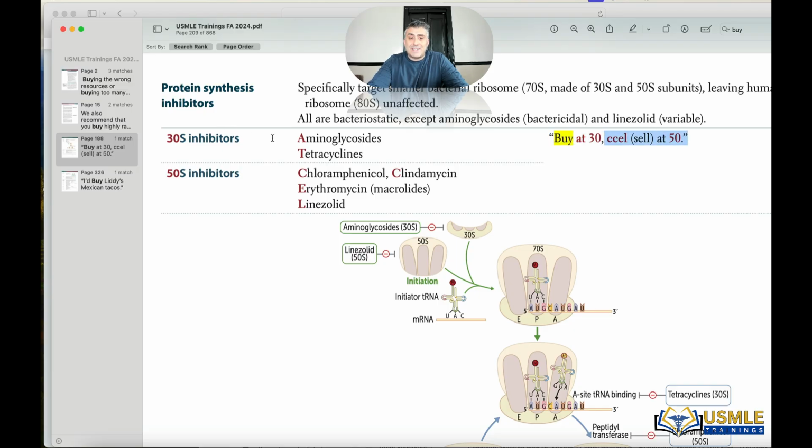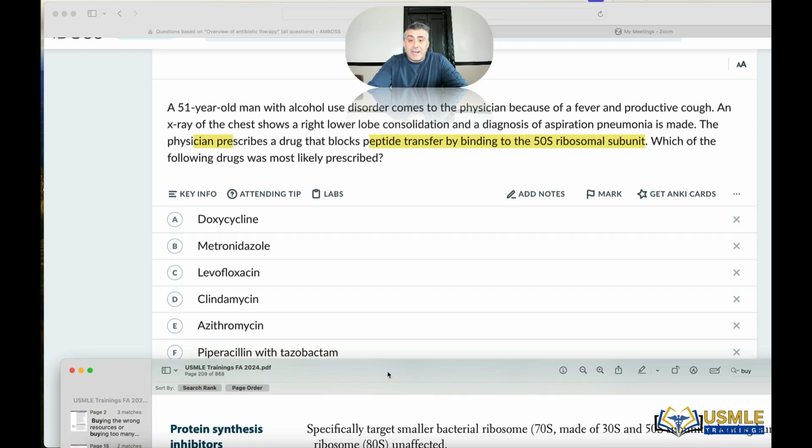So the 30S's are aminoglycosides and tetracyclines. The 50S's are chloramphenicol, clindamycin, erythromycin, and linezolid. You need to know this information. You need to know the first 8 mnemonics. It's going to make life a lot easier.